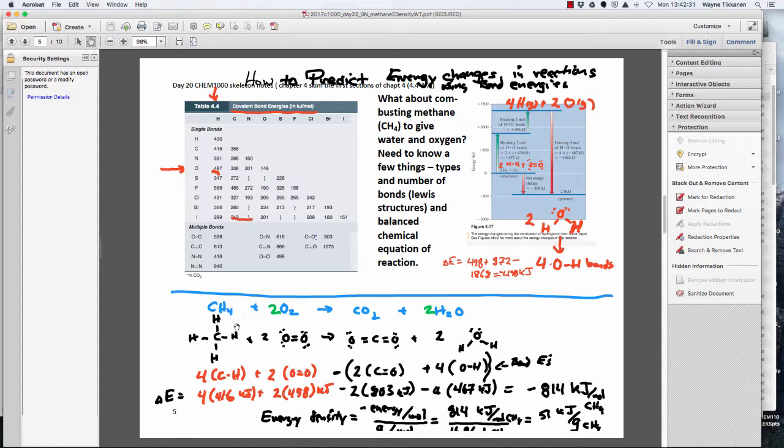Now we take methane. We have to draw the Lewis structure for that, so we draw the 4 carbon-hydrogen bonds. We draw the Lewis structure for oxygen. We have an oxygen-oxygen double bond. CO2 has this Lewis structure. And finally, water has this structure we saw above, which has 2 oxygen-hydrogen bonds. Then we go back and say we're going to have to break 4 carbon-hydrogen bonds and 2 oxygen-oxygen double bonds. But we're going to get back 2 carbon-oxygen double bonds and 4 oxygen-hydrogen single bonds.